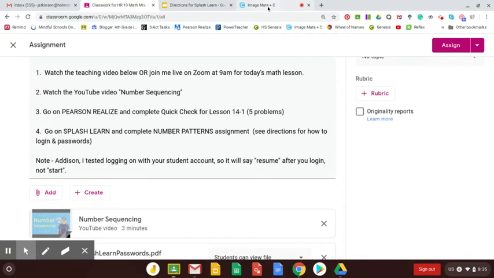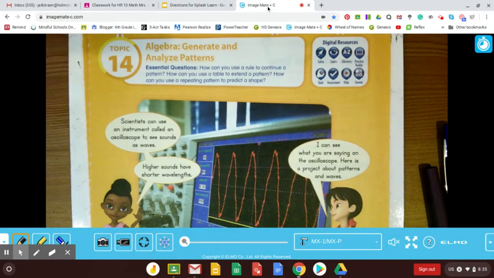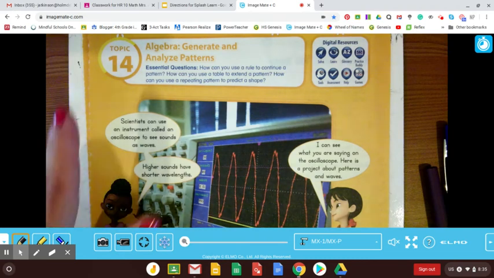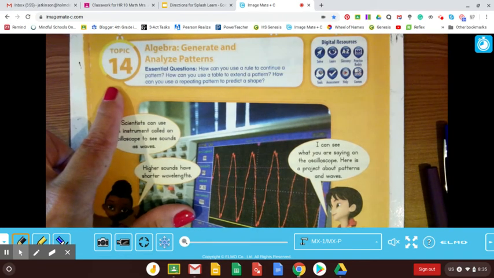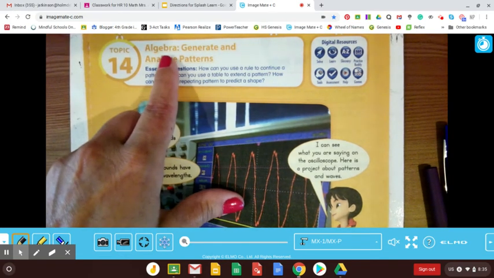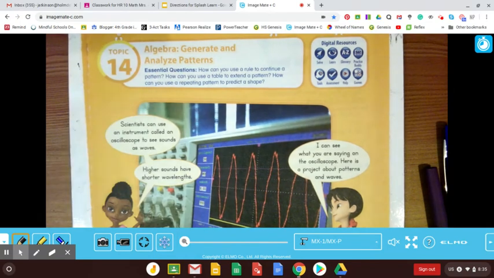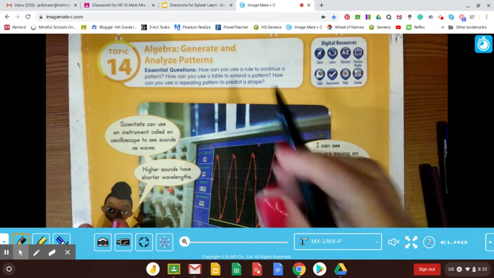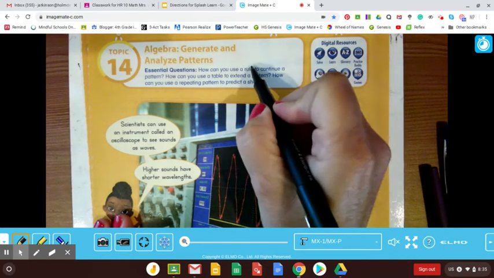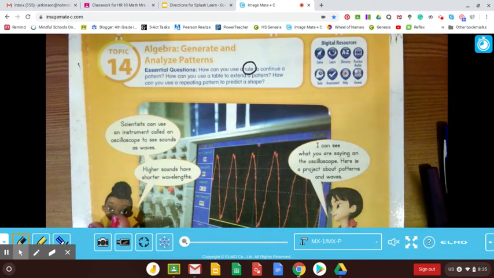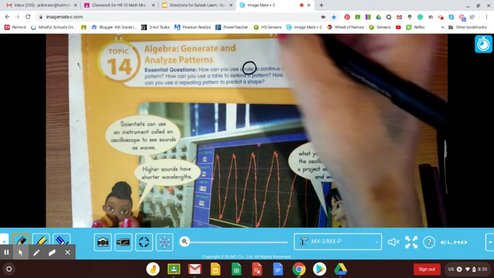All right, so let's get started for today. Please pause this video, go and grab your math workbook. We are starting with topic 14, which is actually algebra, guys. We're going to be generating and analyzing patterns. And we're going to see how can we use rules, right? I'm going to circle the word rules here. Oh, by the way, I'm on page 729.